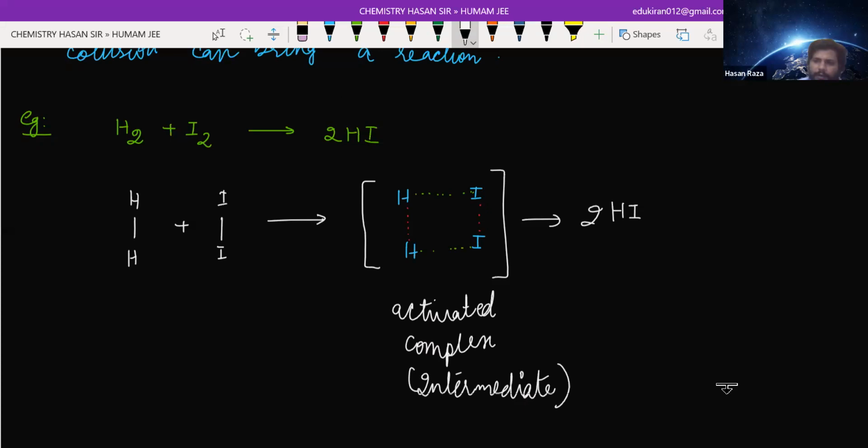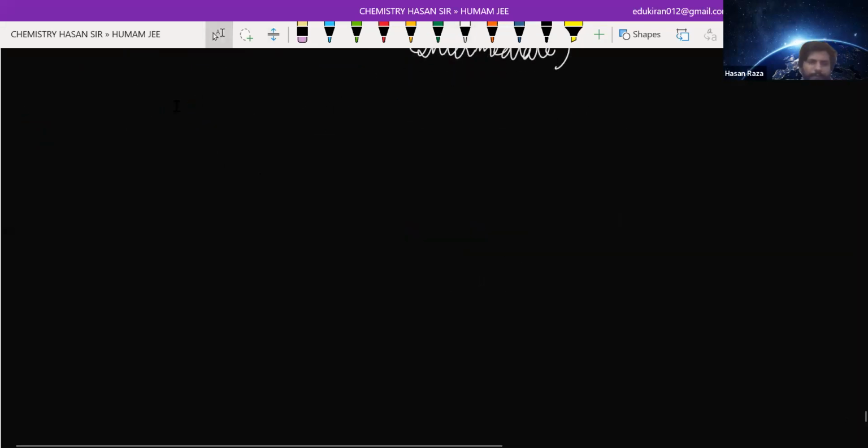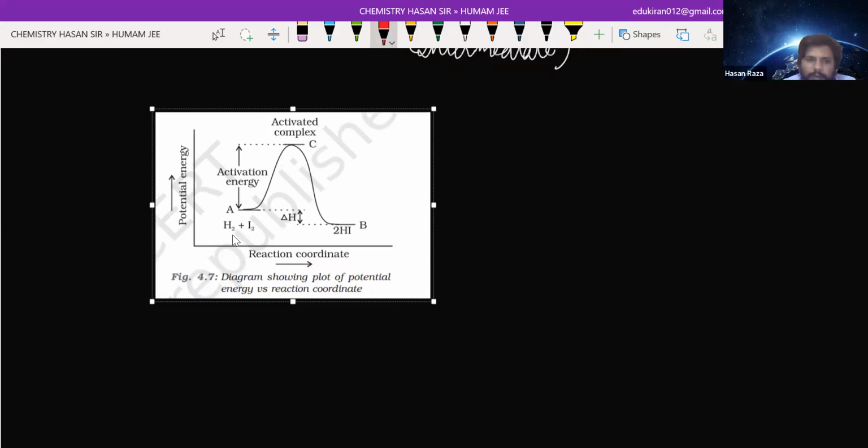Very good. Again, I'm going to show you a graph which will be in terms of this. Already you know, you have seen the same graph, that was with catalyst, without catalyst. But this graph is purely for activated complex. So here it is H2 plus I2. First, you have to give some activation energy to get the product.